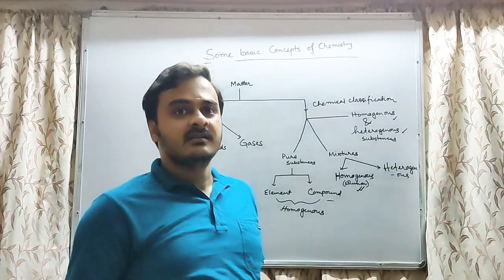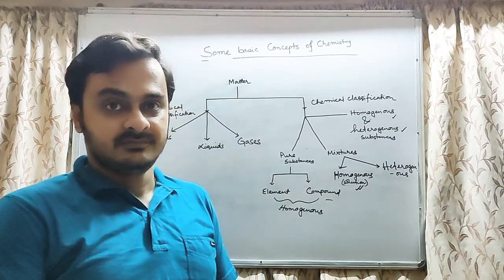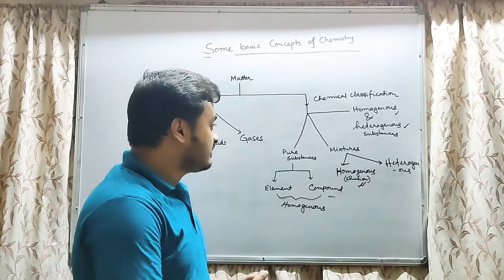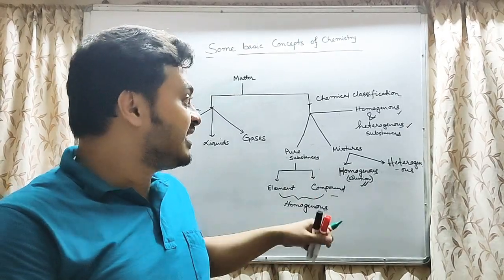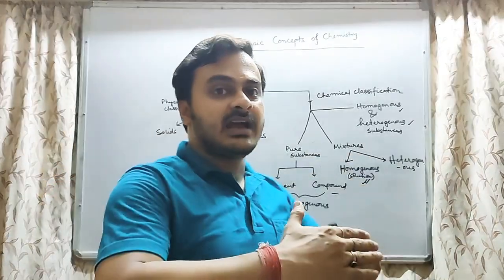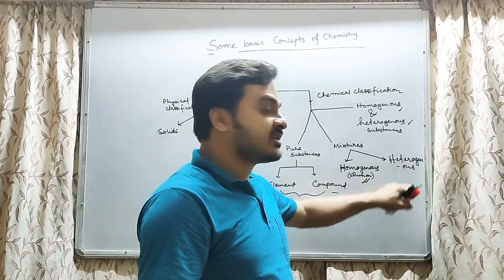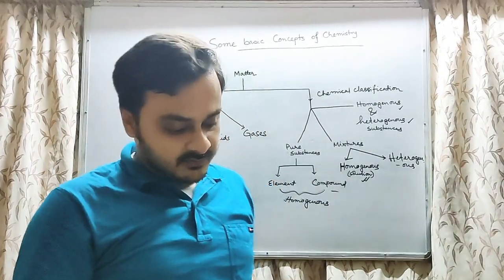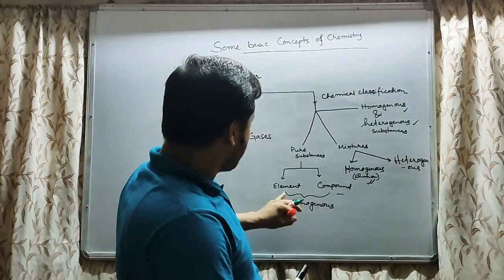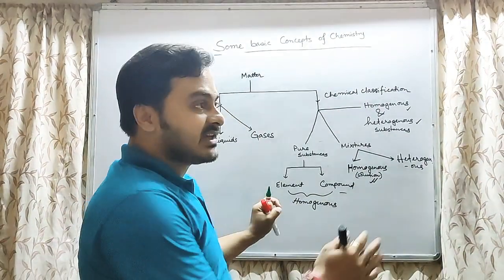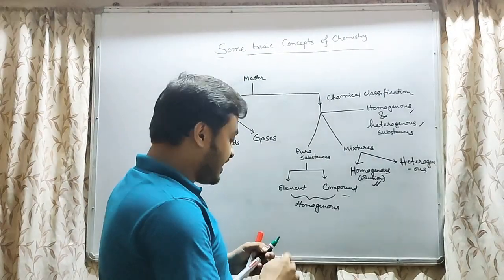Heterogeneous mixture means if we mix sand, clay, and water, yes, it will form a mixture, but on settling, it will settle down and be separated into two phases. And hence that mixture is termed as the heterogeneous mixture. Now, all elements and compounds are homogeneous because they have the uniform composition.